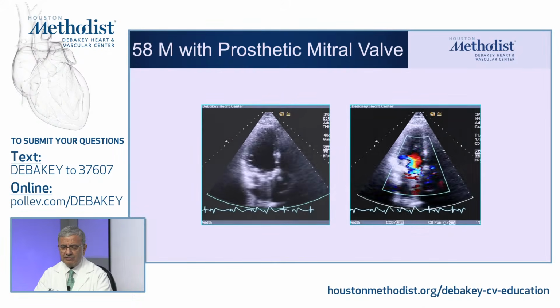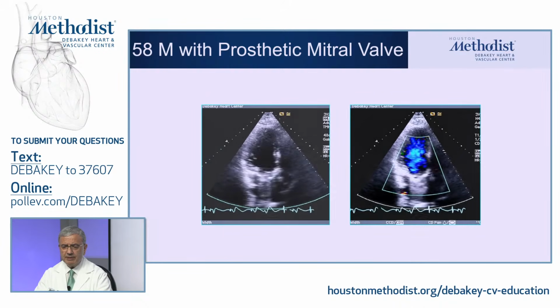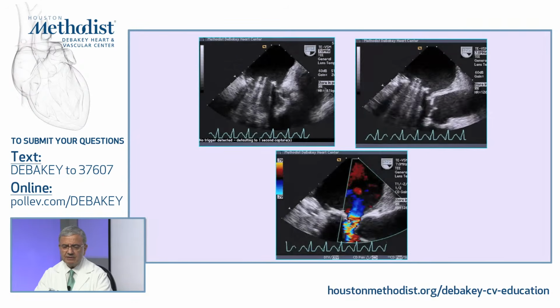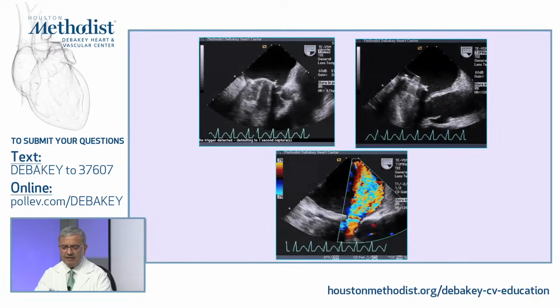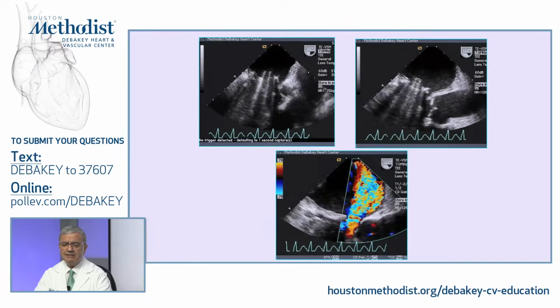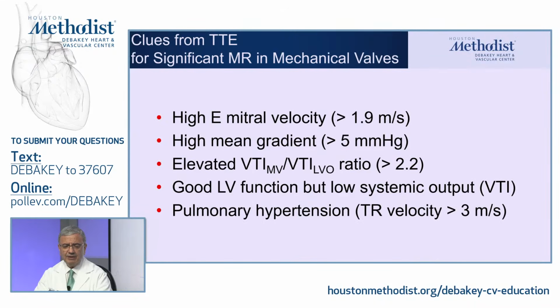Just imagine for yourself whether you're going to be able to see regurgitation itself and how much regurgitation occurs in this patient. In the same patient, notice that there is a major dehiscence of this prosthetic valve and very large regurgitation that can be easily missed by transthoracic examination, particularly in mechanical valves in the mitral position.